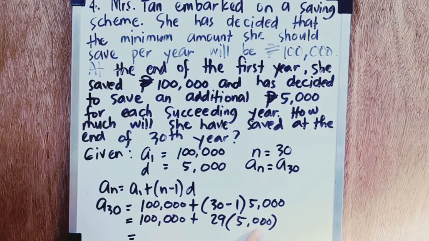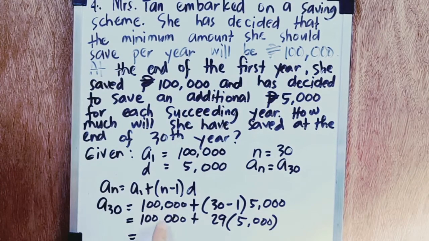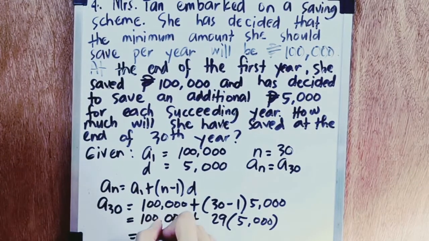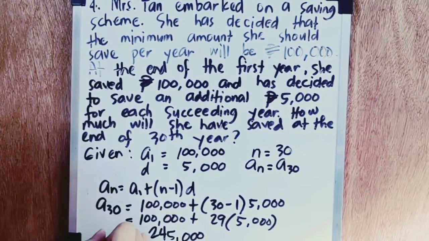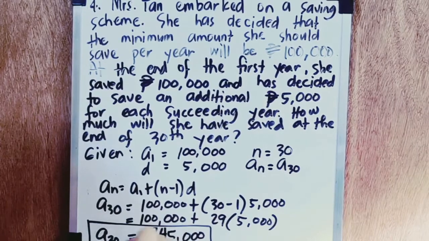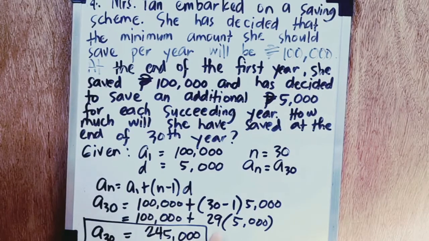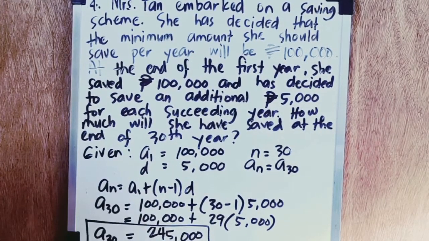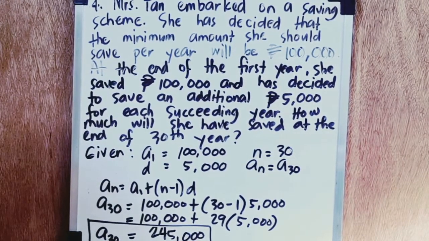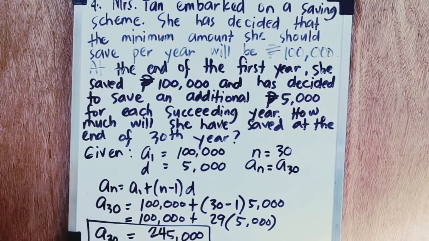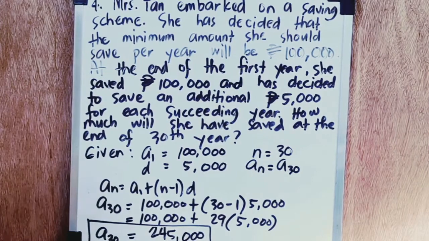So 29 times 5,000 pesos is 145,000 pesos plus 100,000 pesos, which is equal to 245,000 pesos. That would be our last term, or the amount she saved at the end of 30th year. This is the amount that she saved in the 30th year, or the last term.